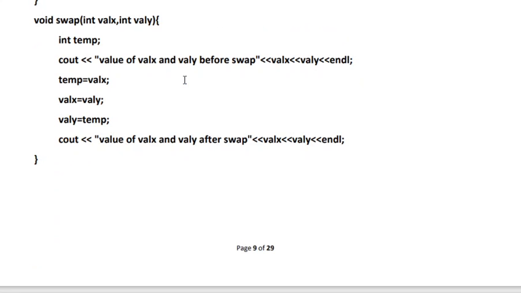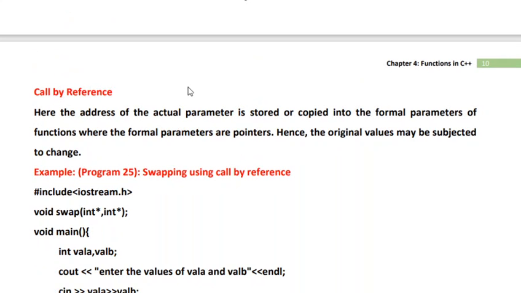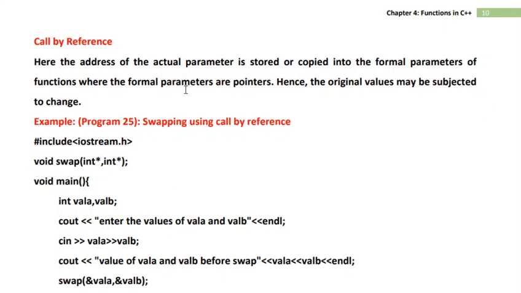So this is what happens in case of call by value. Now let us consider call by reference. So in case of call by reference, what happens is that the address of the actual parameter is stored into the formal parameter. Now this is the major difference.